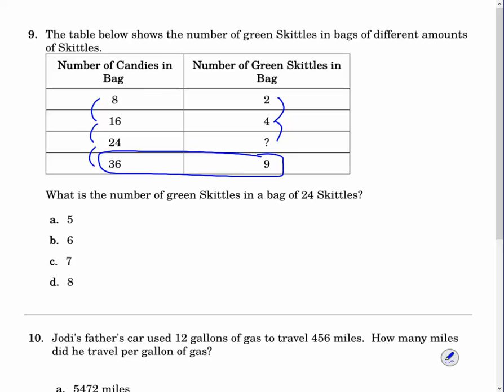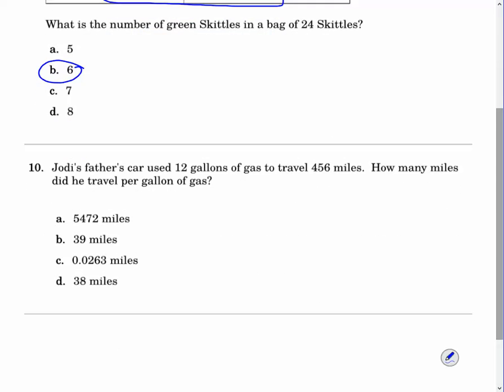You want to really look at the connection between the candies and the number of bags. So if you take the number of candies in the bag, every time if you divide that by 4, you're going to get the number of green Skittles. All right, so 24 divided by 4 is what you're actually doing here. So you can finish solving that one, but if you take 24 and divide it by 4, you are going to get 6 as an answer there. All right, the next one.